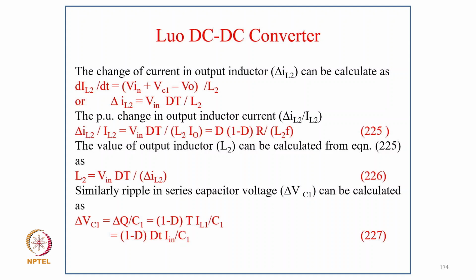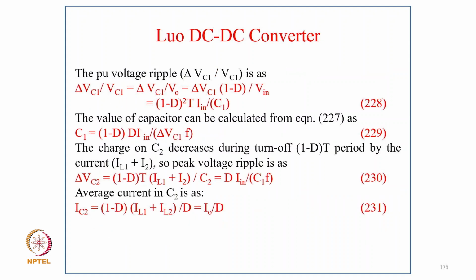Similarly, the ripple in the series capacitor voltage can be calculated: delta VC equal to delta Q upon C1, that is (1 minus d) T IL1 upon C1, equal to (1 minus d) dt IN upon C1. And the per unit value of this capacitor voltage, delta VC1 upon VC1, that is delta VC1 upon Vin upon (1 minus d), is equal to (1 minus d) squared T IN upon C1. So the value of the capacitor can be calculated as C1 equal to (1 minus d) dt IN divided by delta VC1 F.